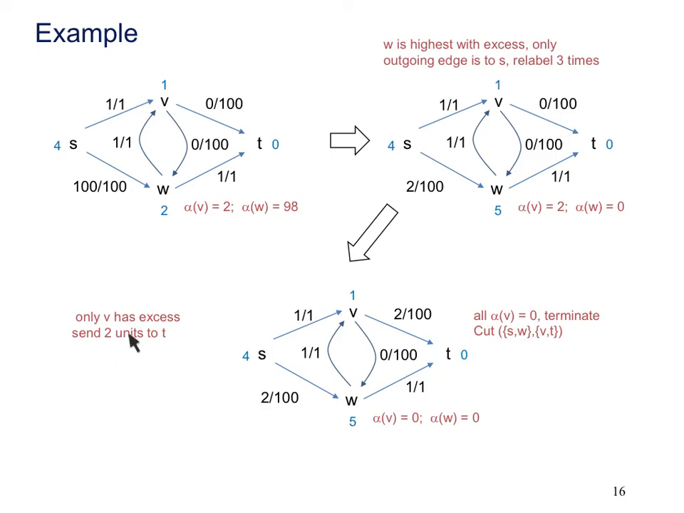So now we're back at V. It has an excess of 2 units, and if we look at the height of V, its height is 1, the height of T is 0, so we're able to send those 2 units from V to T. Okay, and so now we have 2 units of flow from V to T, and notice now all the excesses are 0. So we can terminate the algorithm, and we know we have the maximum flow by looking at the cut SW and VT. What will that be? That'll be this edge and this edge.